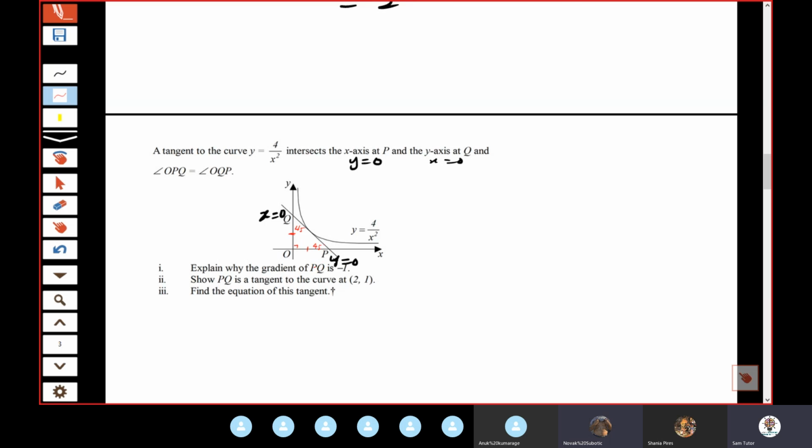And the question says now, explain why the gradient of PQ is -1. Well, I know OQ is the same as OP. So to find my gradient, this is called rise, OQ, over run, but OP is the same, so it's still OQ. OQ over OQ equals 1. But I know it's sloped to the left, so it's a negative. That's all.